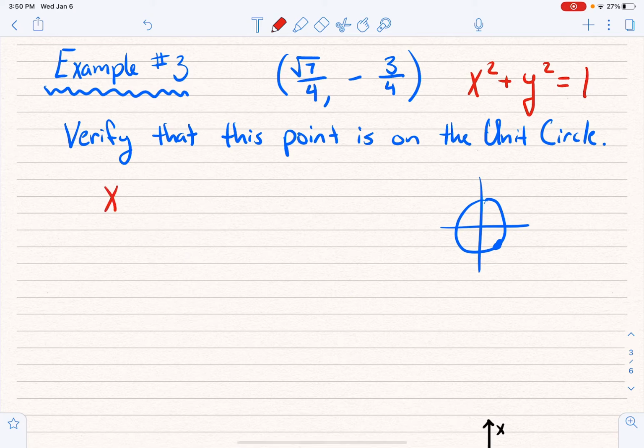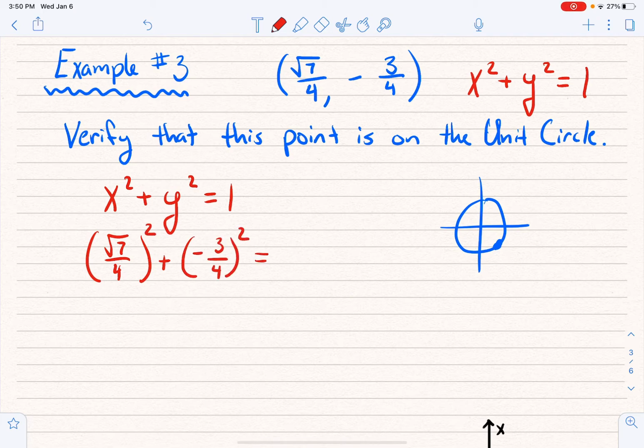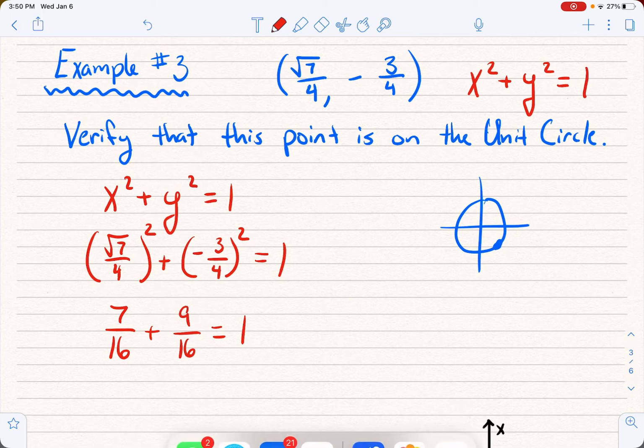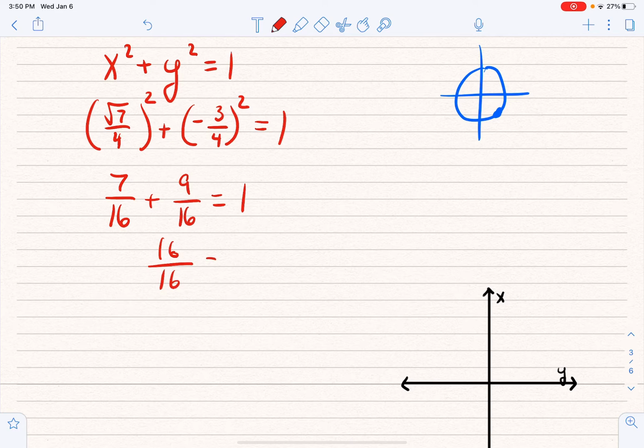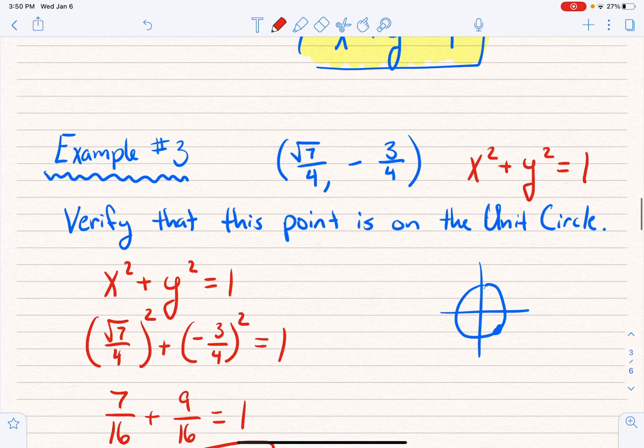Okay, and so if I start with the idea of x squared plus y squared equals 1, I'd say, well, x squared, that's square root of 7 over 4, plus y squared, which is -3/4 squared, equals 1. Well, square root of 7 squared is going to be 7. 4 squared is 16. -3 squared is 9. 4 squared is 16. And 7 plus 9 is 16. And so you get 16 over 16, which is 1. And that's a true statement. 16 over 16 is 1. And so we have verified that this point is on the unit circle.